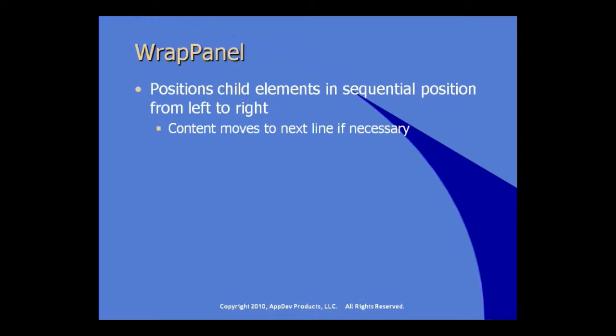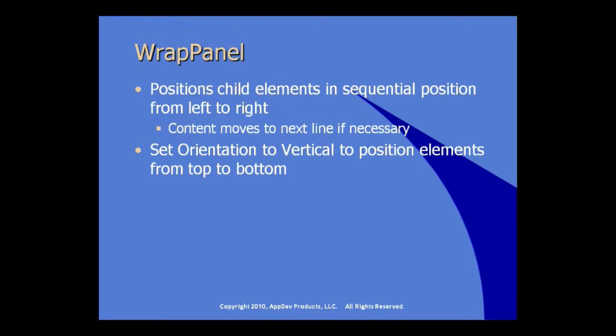By default, elements are laid out from left to right. If you want them laid out from top to bottom, you set the orientation property to vertical, and then you'll get as many columns as you need. Let's go see.